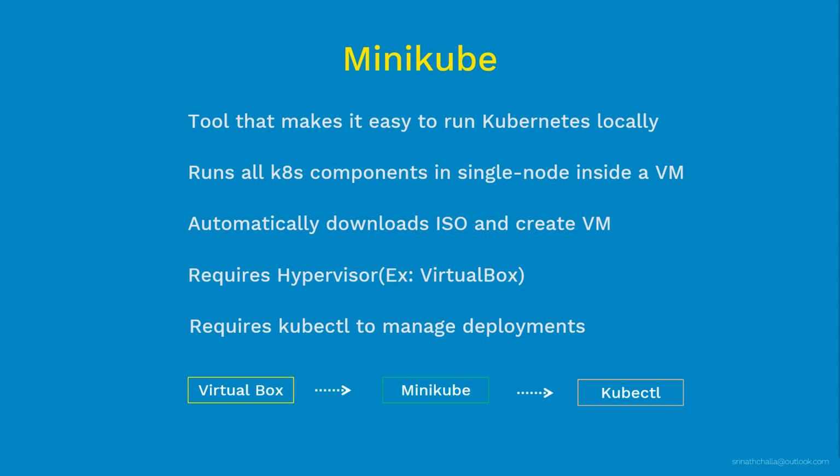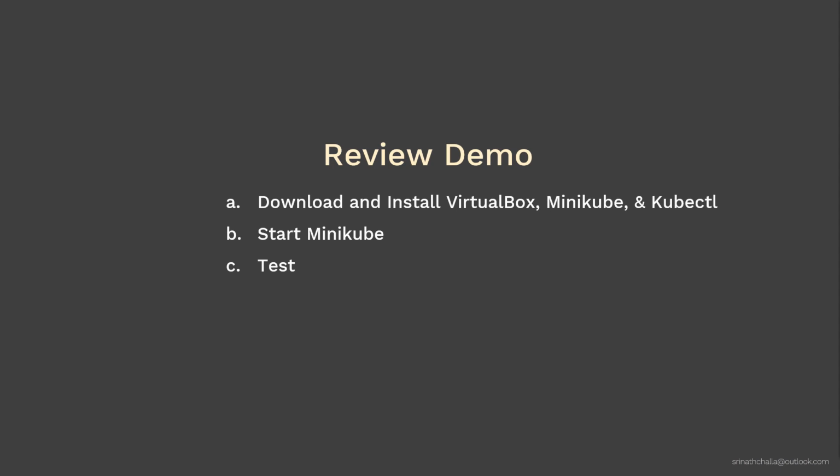Now moving on to part 2. In this part 2, we'll focus on reviewing the demo we are about to do in a few minutes. In this, we'll first download all three required software apps for this demo. They are VirtualBox, Minikube, and kubectl. Then we'll start Minikube. We'll do the testing to make sure everything is working as per expectations.